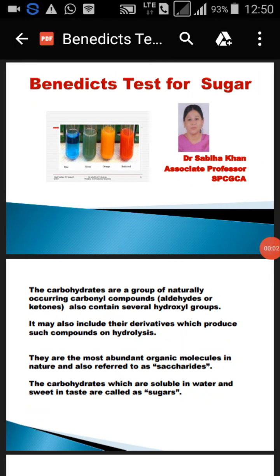Good morning, students. Today in this practical class I am going to explain the food test, and today we are doing the Benedict test. This test is used for sugar, for both the reducing and the non-reducing.